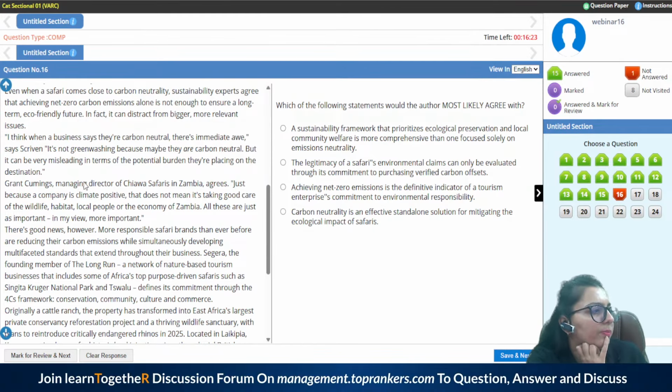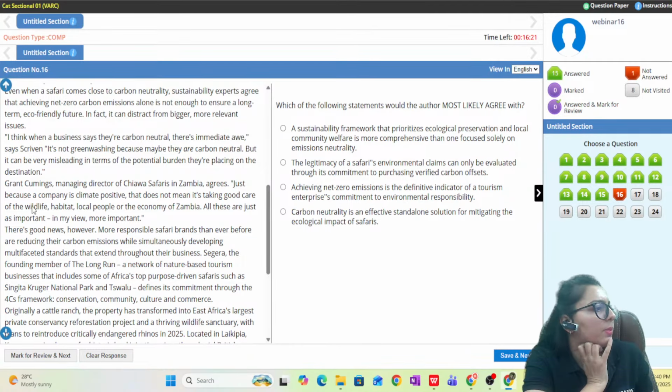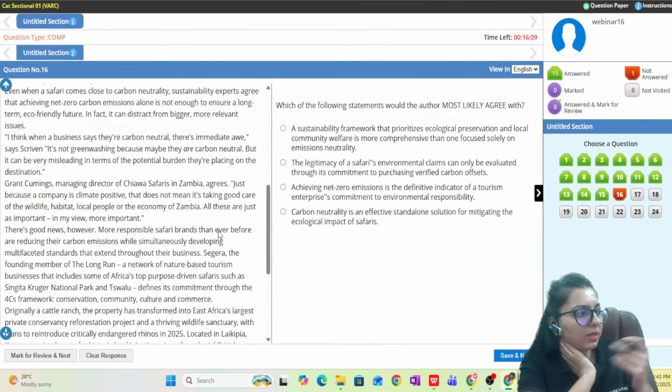Grant, managing director of the safaris in Zambia, agrees. Just because a company is climate positive does not mean it's taking good care of the wildlife, the habitat, the local people, of the economy of Zambia. All of these are just as important, in my view, more important. There's good news, however.